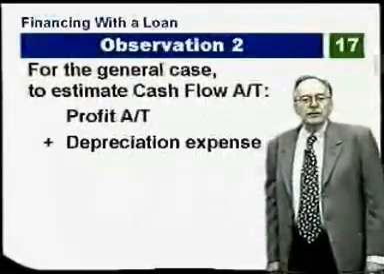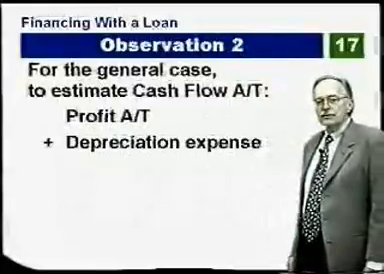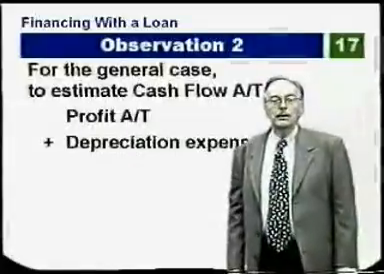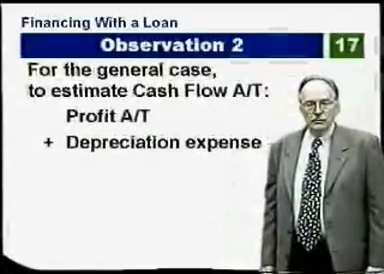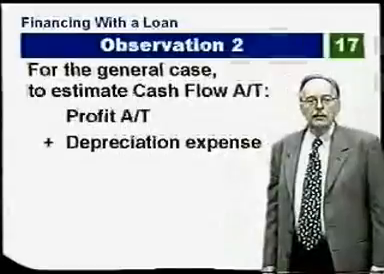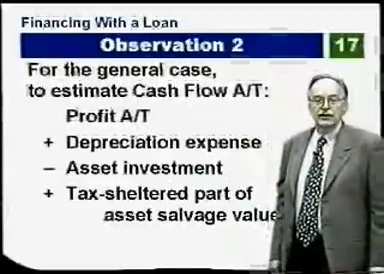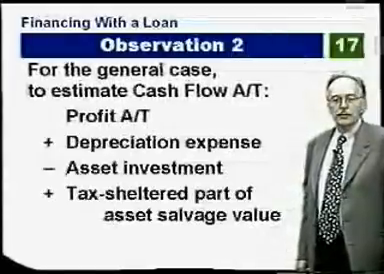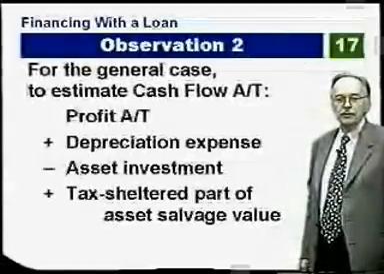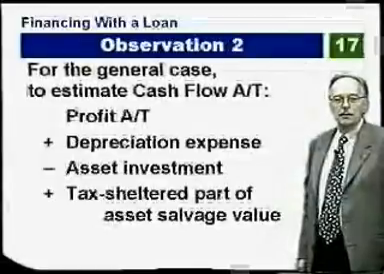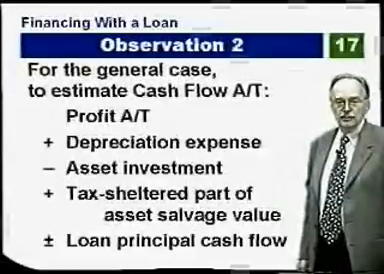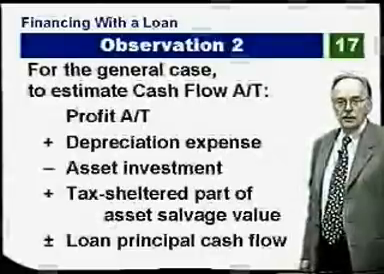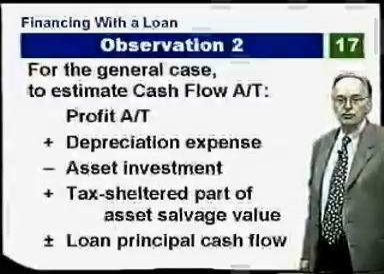So let's start summarizing some of what we've been doing here. First, for the general case, in order to estimate the cash flow after tax, we have to take not only the profit after tax and adjust the depreciation expense by adding that back, but we also have to consider the asset investment. The asset investment being a large negative cash flow typically, and then we have usually a positive tax-sheltered part of the asset salvage value. And then, of course, we have to consider the loan principal cash flow, large positive cash flow when we obtain the loan, and then negative cash flows when we pay back the principal.